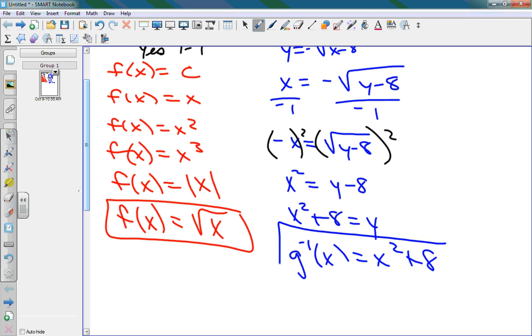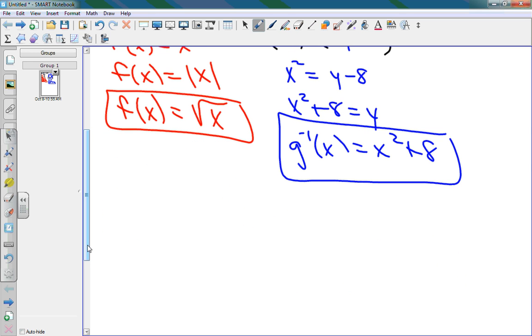Now, I got a question for you. Is x squared plus 8, does it have an inverse? What does x squared plus 8 look like? It's a parabola. Does a parabola pass the horizontal line test? No. So technically, I would have to restrict this domain for it to be the parent function, correct? Do we understand that?